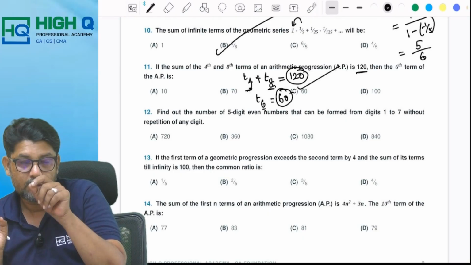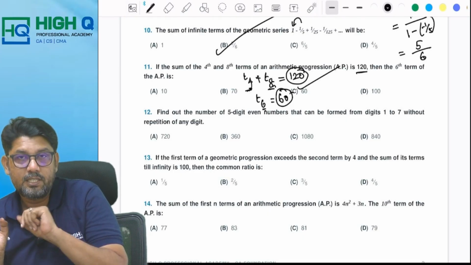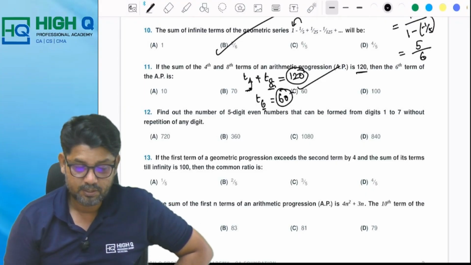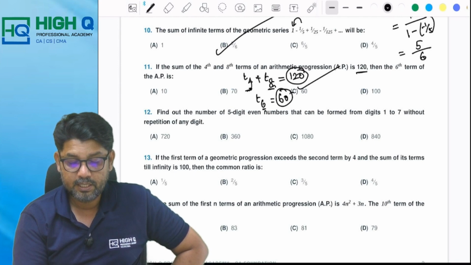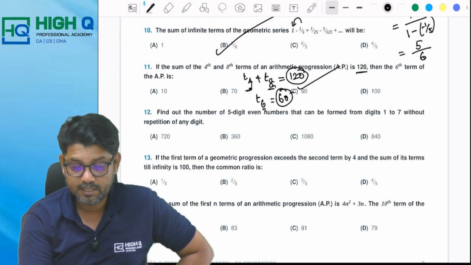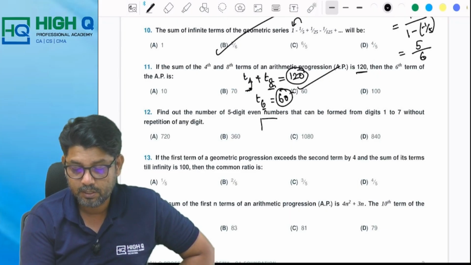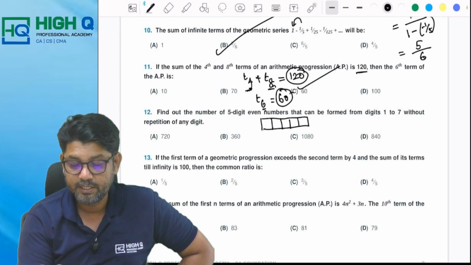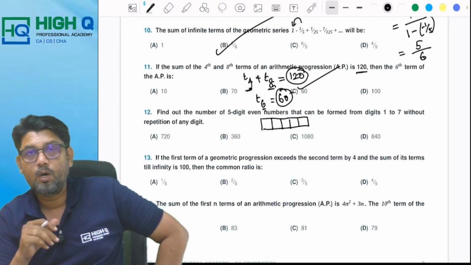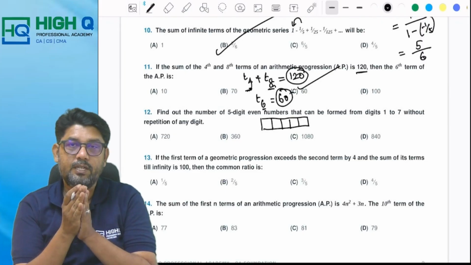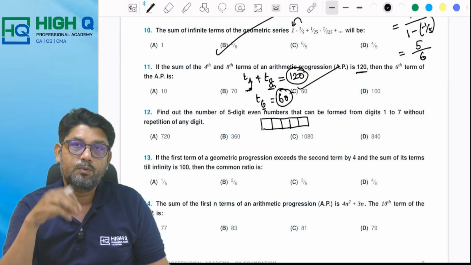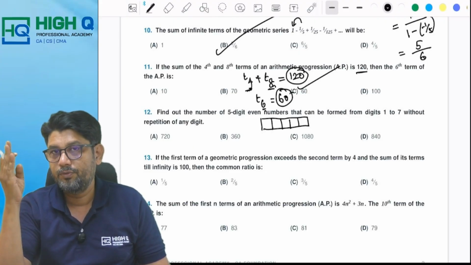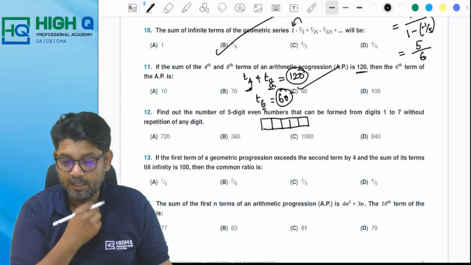When they ask you to find the middle term of the given sum of two terms, then you can go with half of the sum of the terms. Next, find the number of 5-digit even numbers. Listen here, number of 5-digit even numbers. I hope you know how to identify even numbers. How to identify an even number? The last digit must end with what? 2, 4, 6, 8, 0. When the number ends with 2, 4, 6, 8, 0, that's an even number.